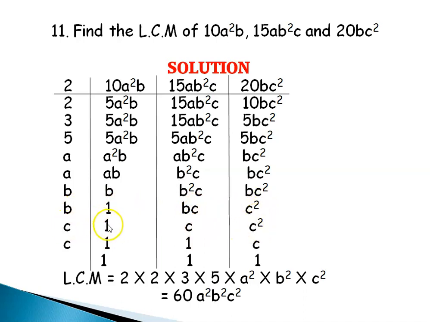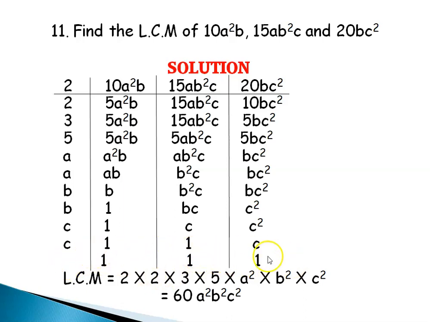c. c in 1, 1. c in c, 1. c in c squared, c. I can still divide with c. c in 1 is 1. c in 1, 1. c in c, 1. So our aim is to have 1, 1, 1 for the 3 numbers.